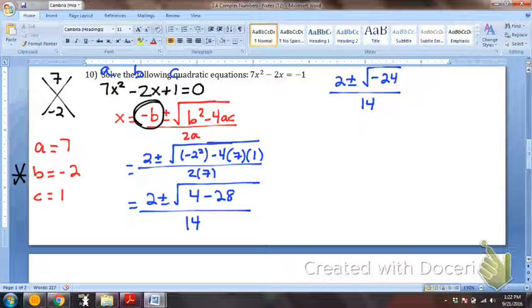How do we take care of that negative underneath the square root? What did we just learn? Look back at your examples, like example 3. What do you do with it? You get rid of the negative sign by putting it on the outside. Okay, so we're going to take care of this negative sign by moving it out and creating an I right there. So now this is 2 plus or minus I square root of 24 over 14.